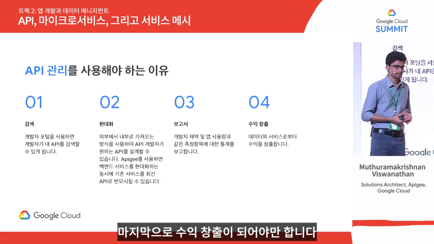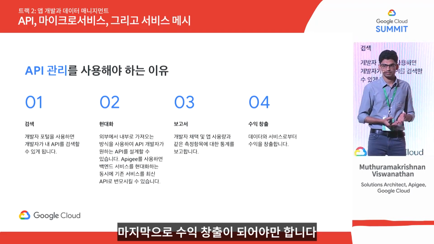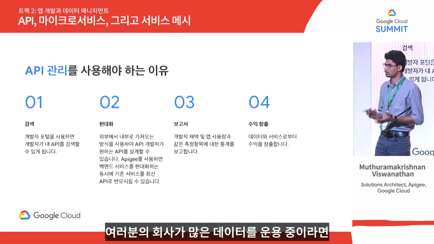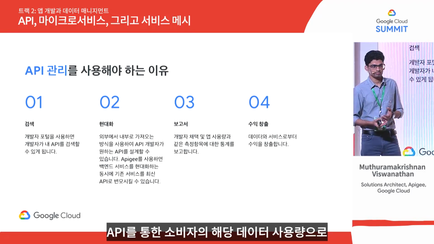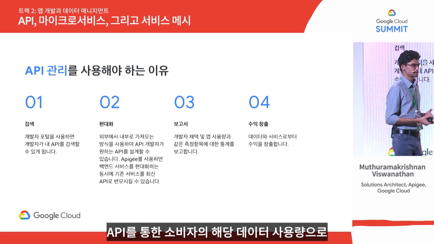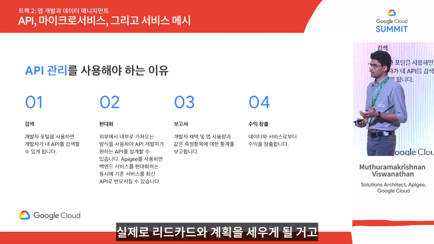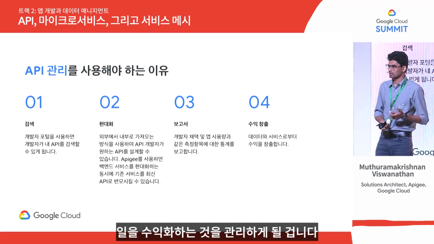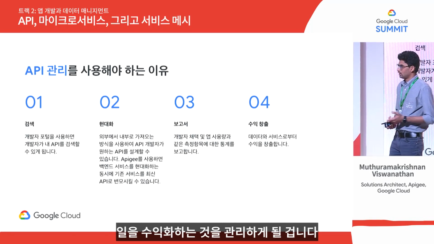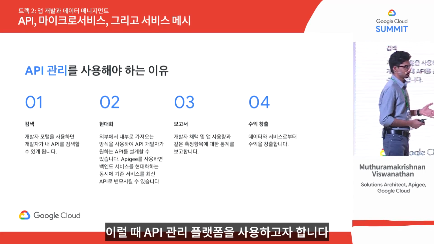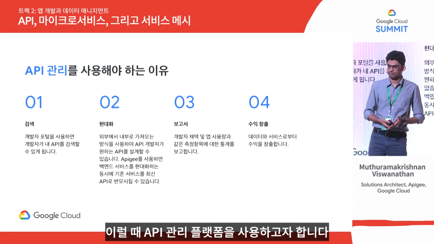And at last, you need to make sure these APIs are monetized. For example, you might have an API. Let's say you are a company that provides a lot of data, and you want to make money from usage of this data through the API that your consumers access. You can actually have rate cards and plans that take care of doing the monetization work for you. So that's when we think about using an API management platform.